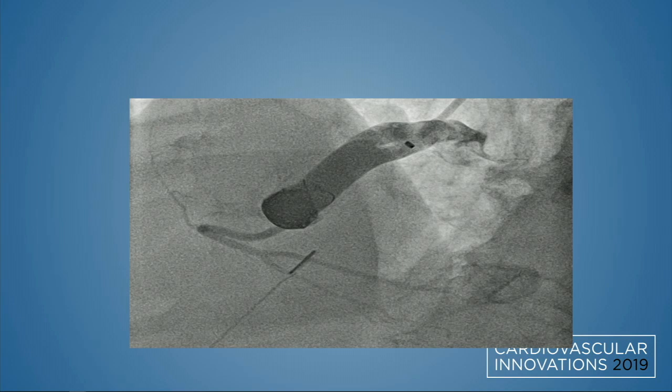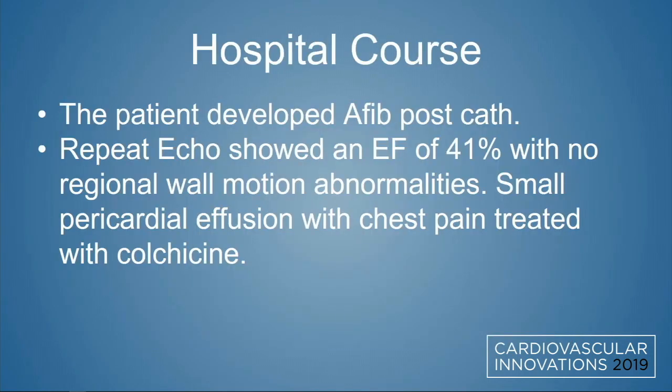as we can see as well, and there's a flow in the distal RCA. So there's no compromise of the flow in the distal RCA, and the coils and plugs were able to stop the flow in the fistula. The patient developed AFib post-cath, and the plan was for repeat TEE cardioversion as well.